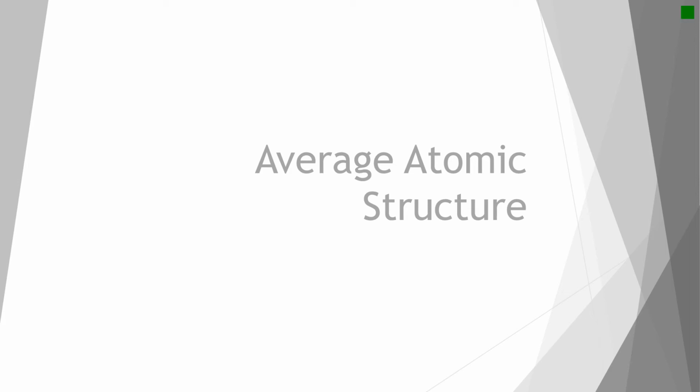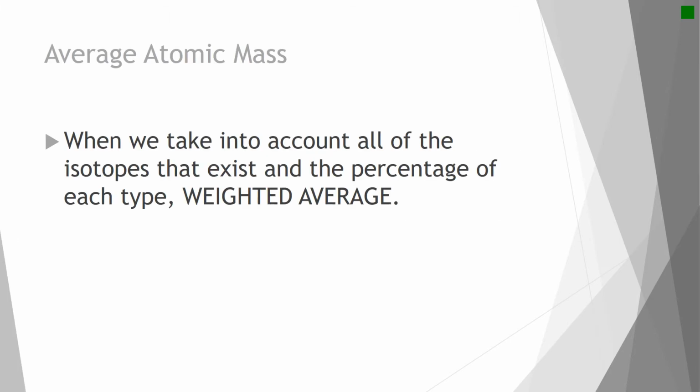Today we're going to be focusing on average atomic mass. Not average atomic structure, average atomic mass. Okay, what is the average atomic mass? The average atomic mass is the mass of all of the atoms of a particular element, and it's a weighted average, okay? Because there are these different isotopes of, let's say, oxygen.